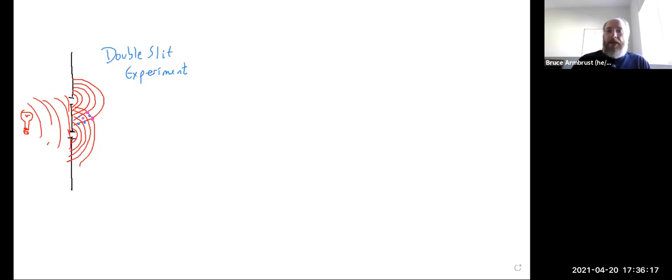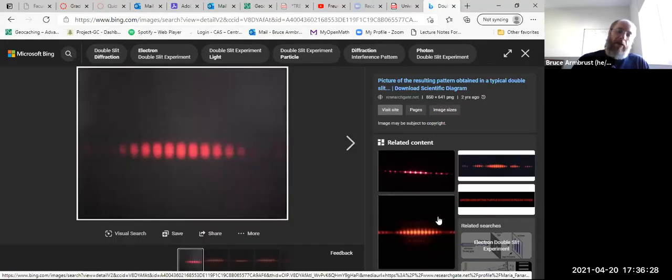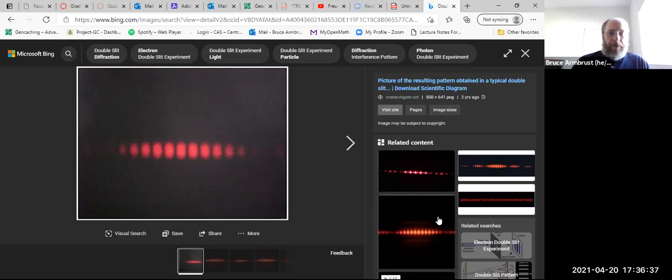And you can actually, if you go to Google or your favorite search engine and you just say, hey, find me the double slit experiment and show me pictures, you will see all kinds of pictures that show this. So hopefully you guys can all see my browser window now. And here's an example of a picture that was taken from the double slit experiment.